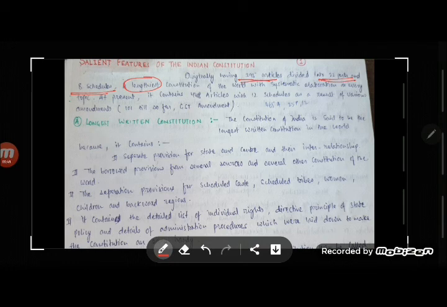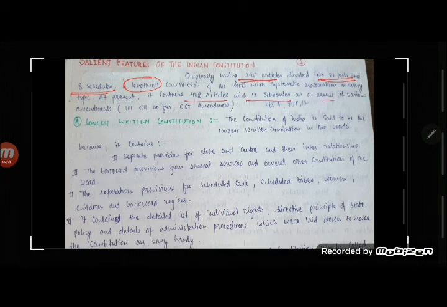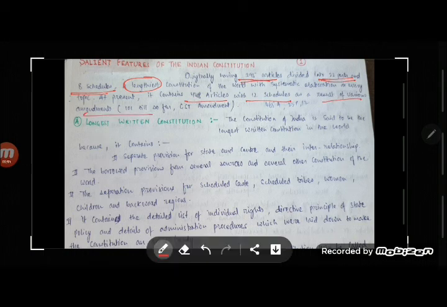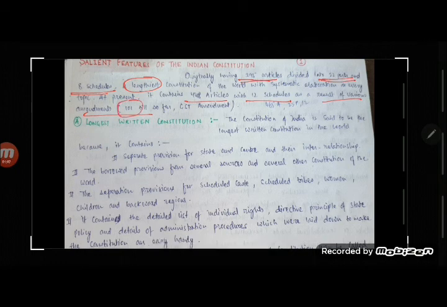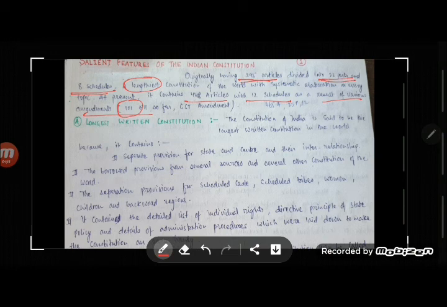At present it contains 448 articles and 12 schedules as a result of various amendments. We know that there are amendments in the constitution, and such amendments lead to an increase in the articles. So now there are 101 amendments in the Indian Constitution, including the GST amendment.